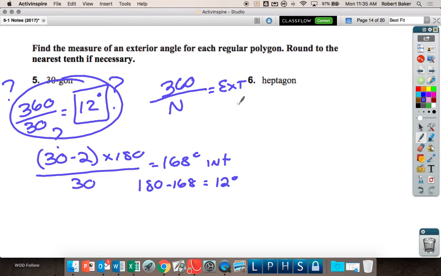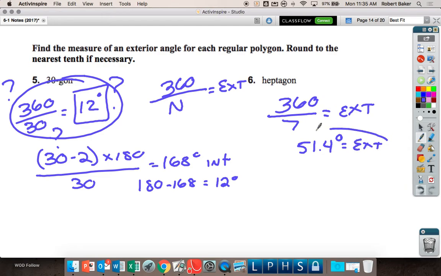So how many degrees is one exterior angle for a heptagon? That's the question for you to answer. How many sides does a heptagon have? 7. So 360 divided by 7 should equal the exterior angle. What is it? That's 51.4, because what do the directions say? To the nearest 10. Round to the nearest 10.